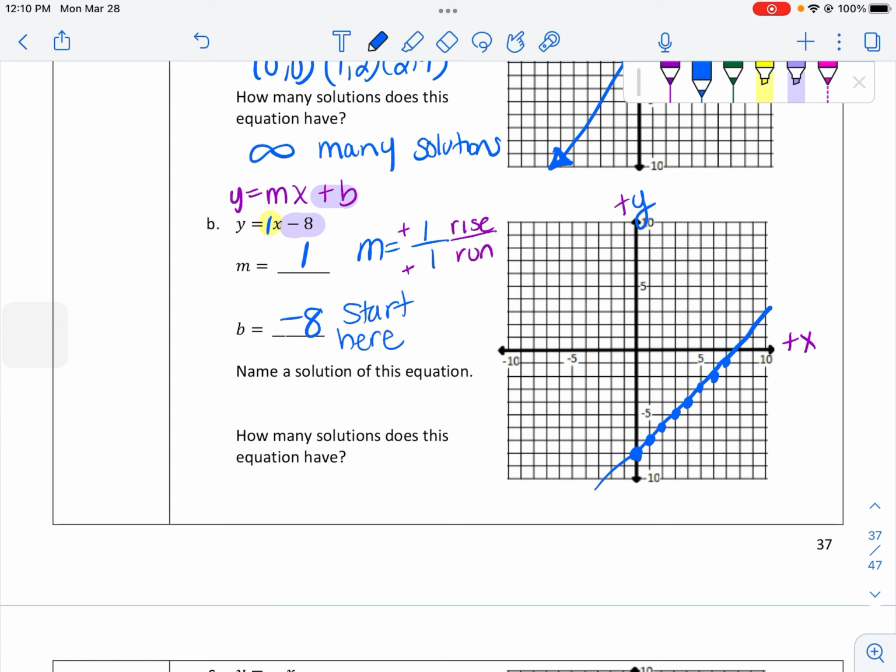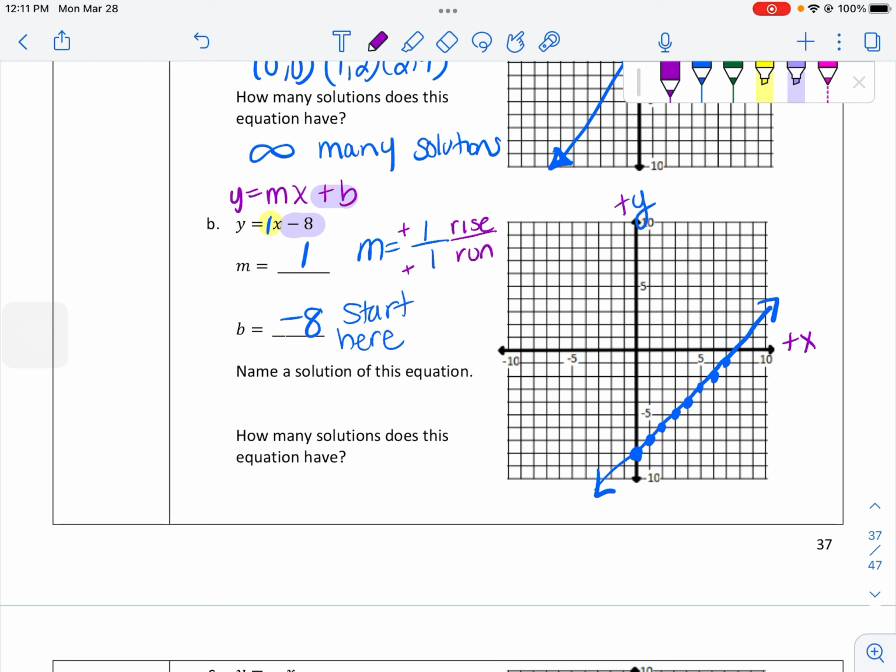And because there's infinitely many solutions, I'm going to draw the line with the arrows at the end, showing that this line goes on forever in both directions. And I could continue to keep graphing points infinitely. I only have a 10 by 10 graph, but if you were to look at this graph on a graphing calculator app or on the computer, the line would continue infinitely. Pick a couple points to name as solutions.